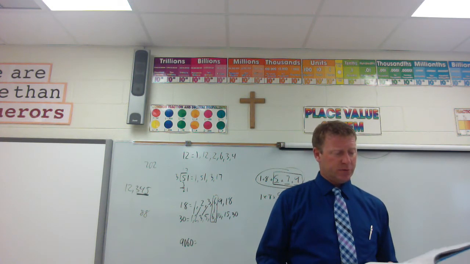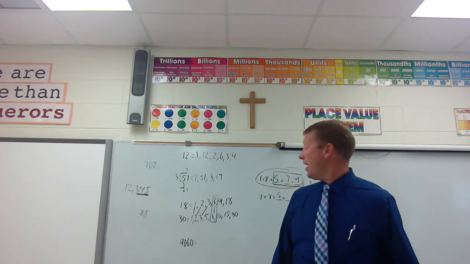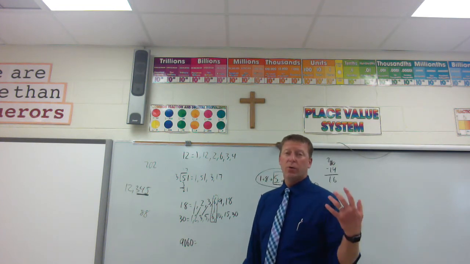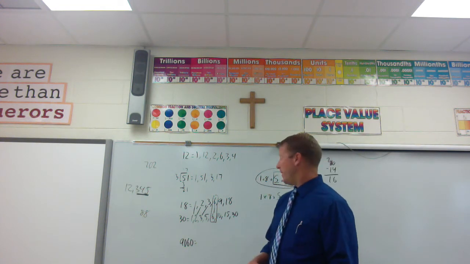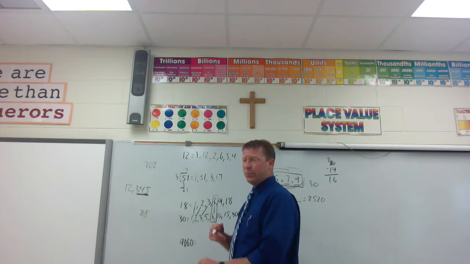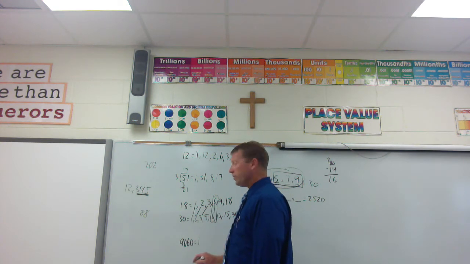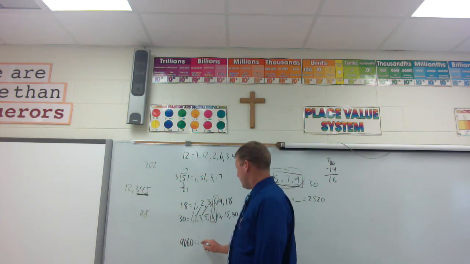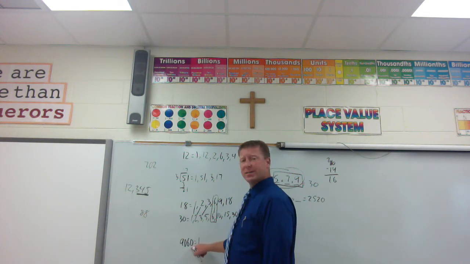It says, which numbers from 1 to 10 go into 9,060? And so what I want you to do, guys, is listen to how I do this in my brain. I'm going to list all the numbers from 1 to 10 that go in there. 1 goes into it because 1 goes into everything. 2 goes into it because it's an even number. 3 goes into it because 9 plus 6 is 15.